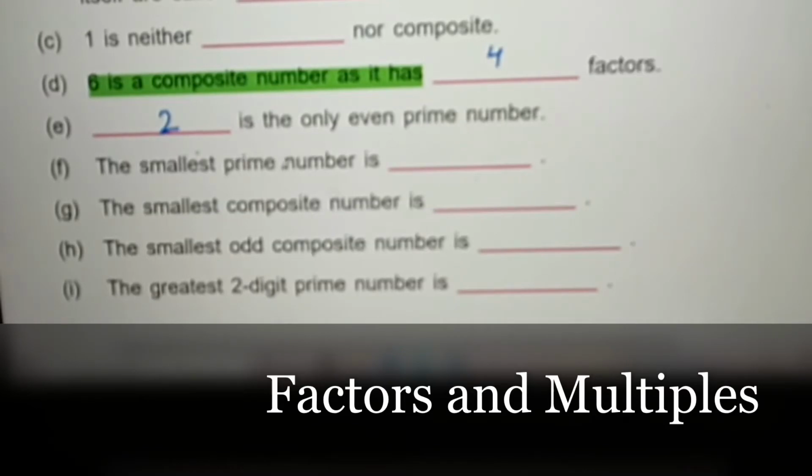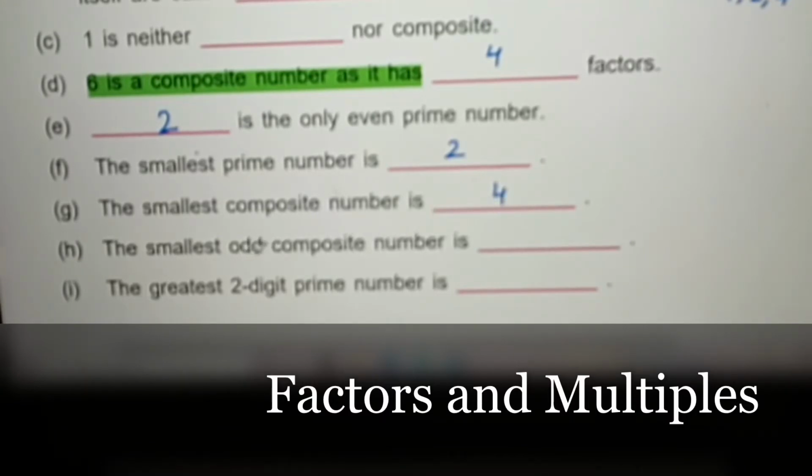And what is the smallest prime number? 1 is neither prime nor composite. Then 2 is the smallest prime number. And the smallest composite number: 1 is neither prime nor composite, 2 is an even prime, 3 is an odd prime, 4: the factors of 4 are 1, 2 and 4. So it is the first composite number.